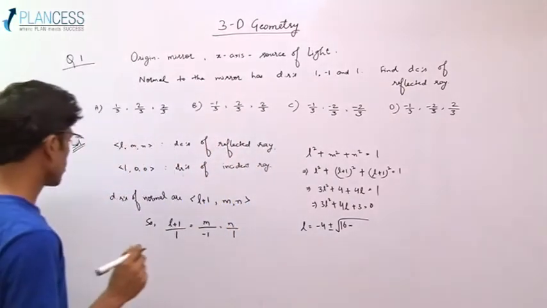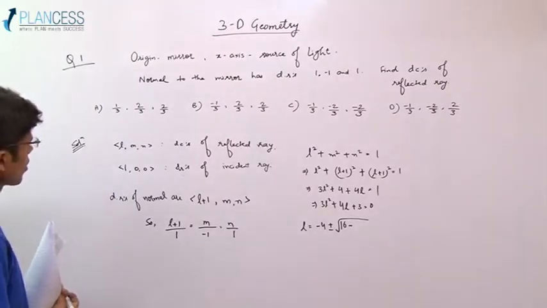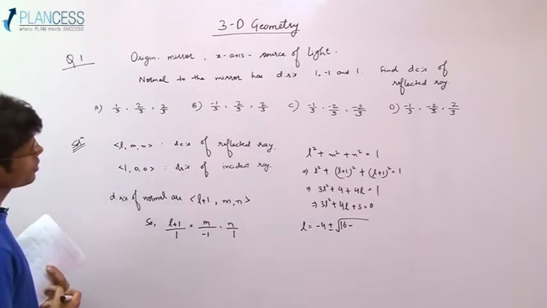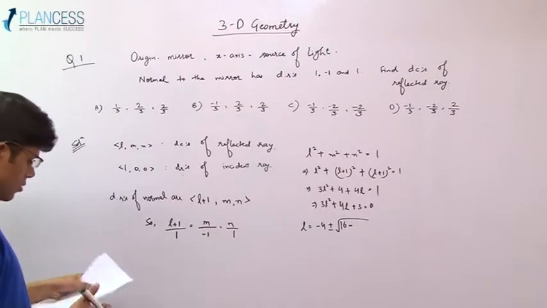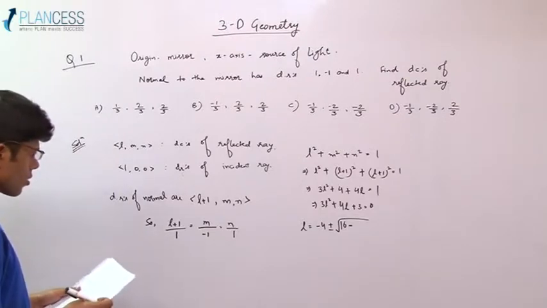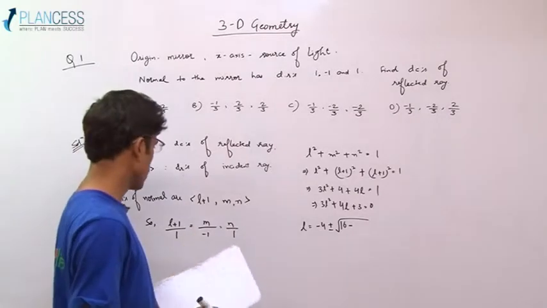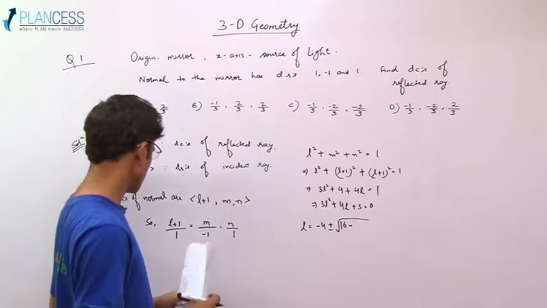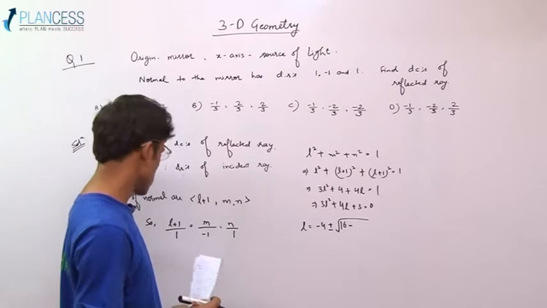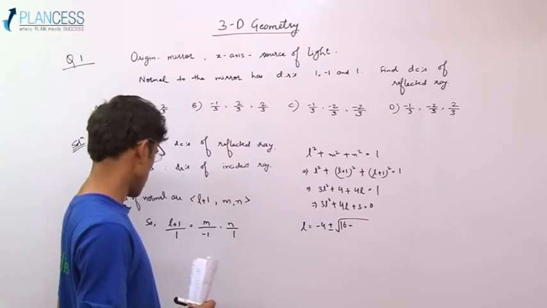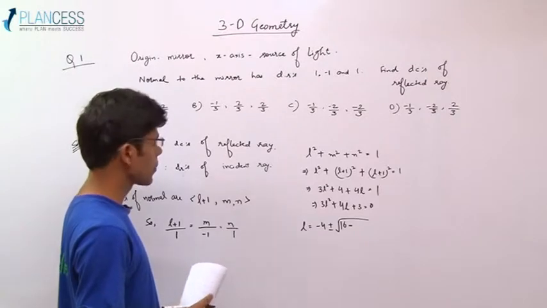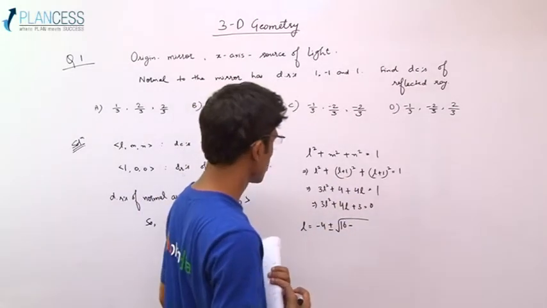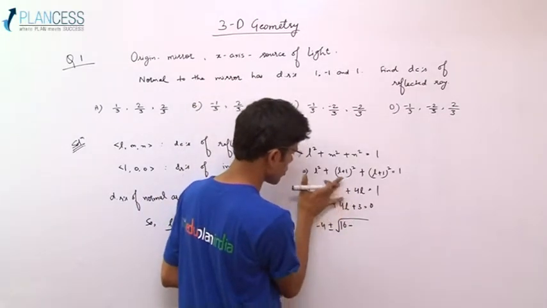I think I've made a mistake. L plus 1, this is i cap. Direction ratios are 1, minus 1 and 1, L plus 1. So L plus 1 divided by 1 is M divided by minus 1 is equal to N divided by 1. So M is minus 1 into L plus 1. L square plus M square plus N square, oh I'm sorry, here it should not be 4, it should be 2.